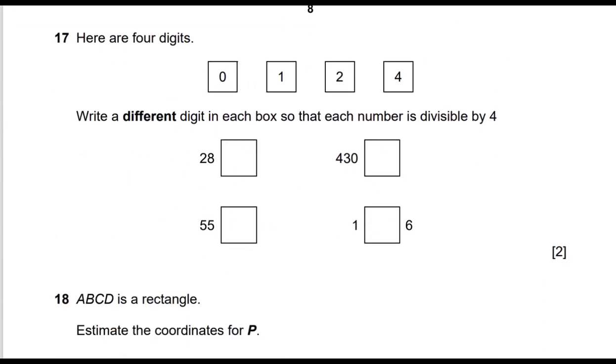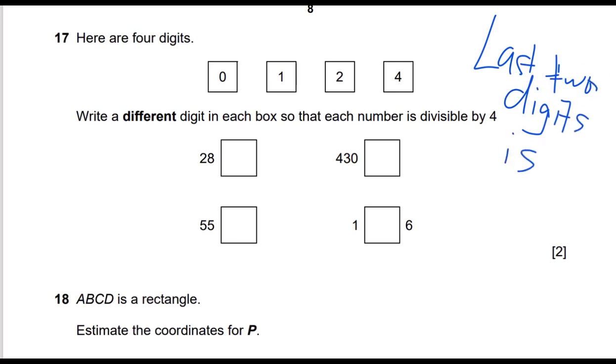Question 17. Write a different digit in each box so that each number is divisible by 4. The rule for a number to be divisible by 4 is that the last two digits are divisible by 4. So it means 80 something, and it has to be divisible by 4.